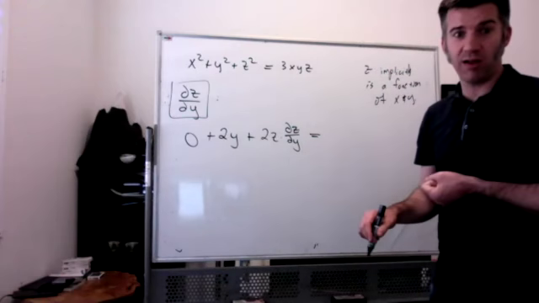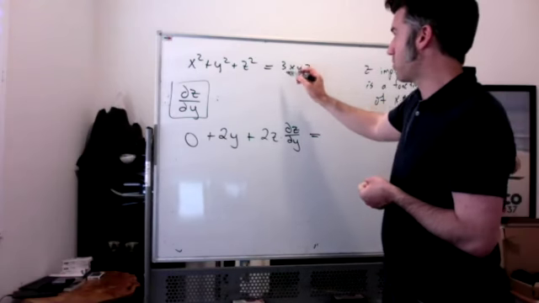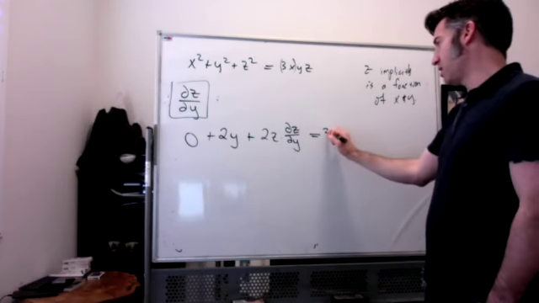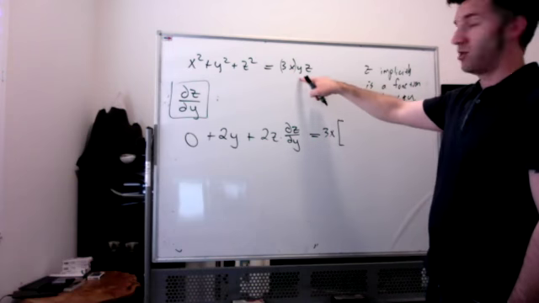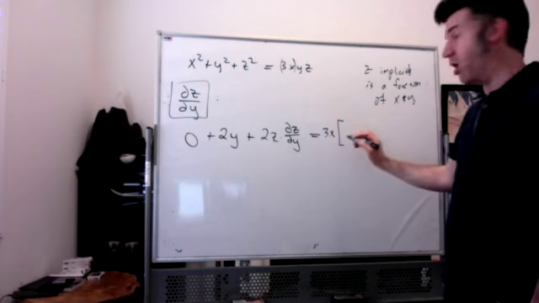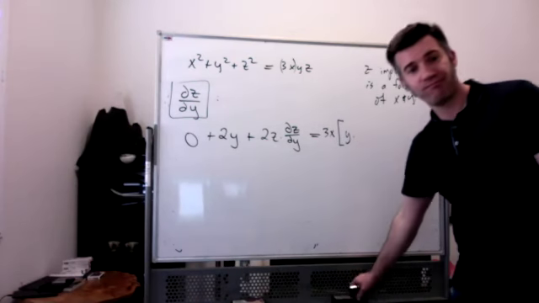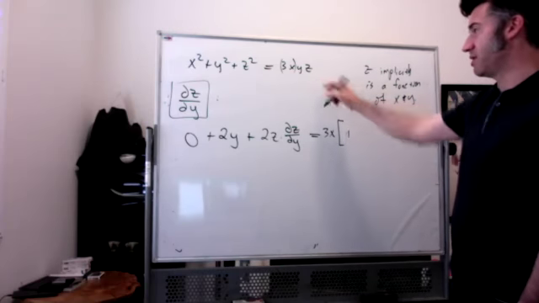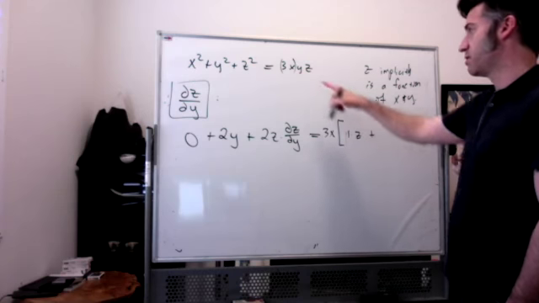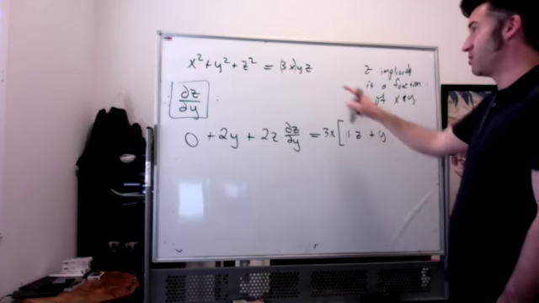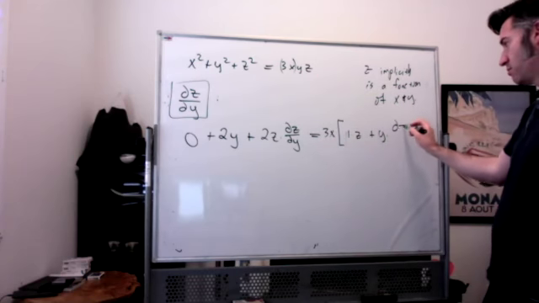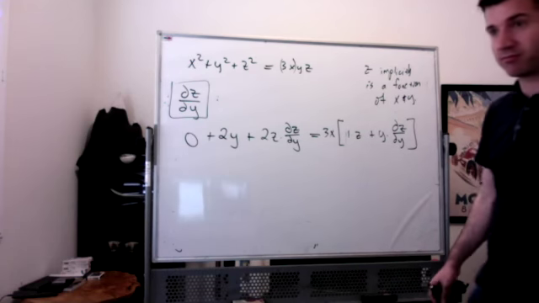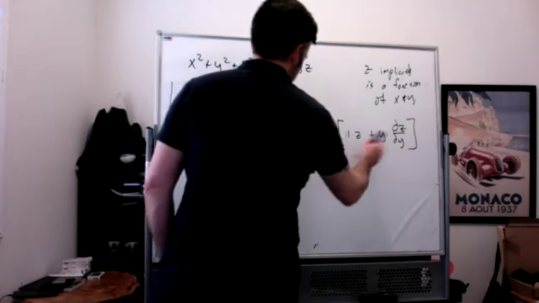Equals, ooh, I have to use the product rule here. I have a constant 3x times yz. So I'm going to get 3x times the derivative of yz: the derivative of y is 1 times z, plus y times the derivative of z. Now we're going to solve for the derivative of z. I probably need to distribute this 3x.